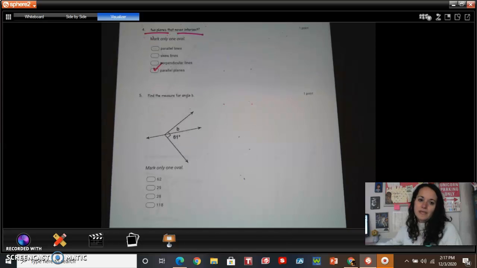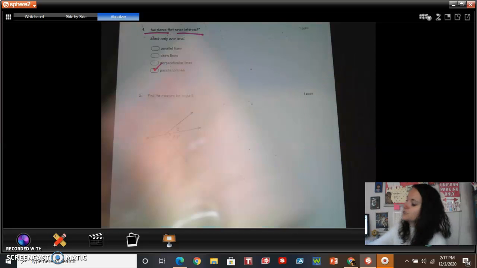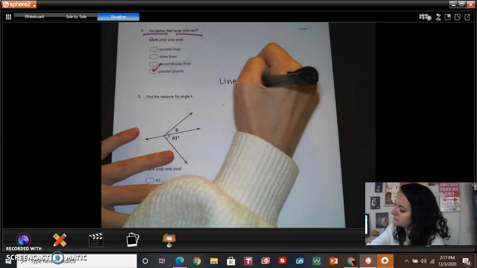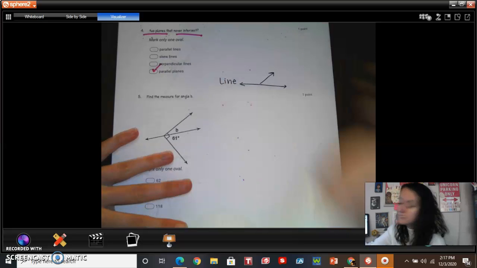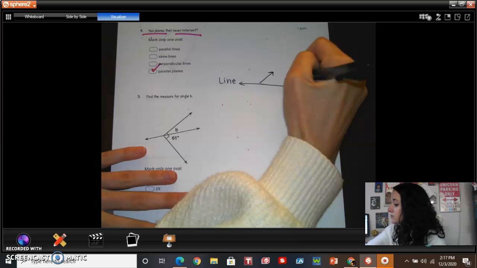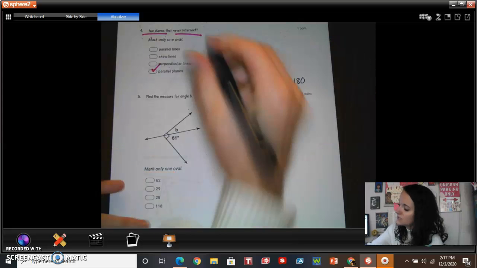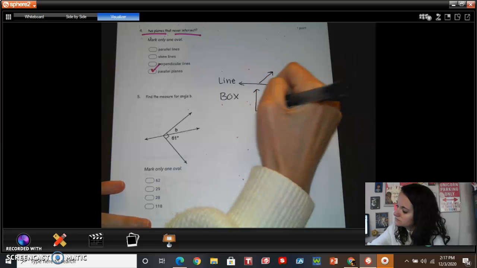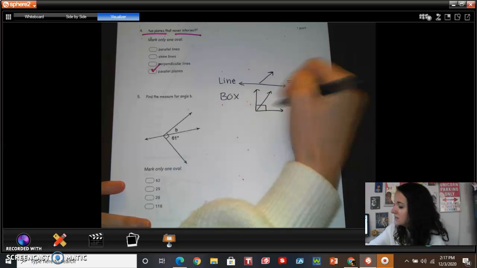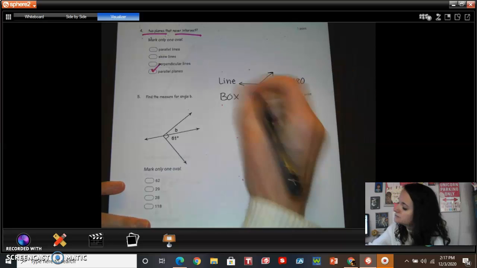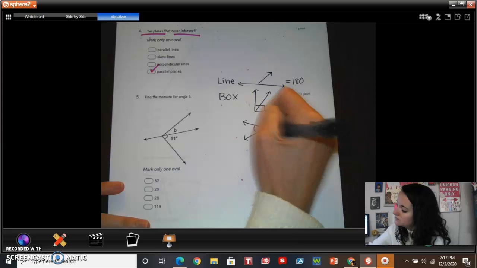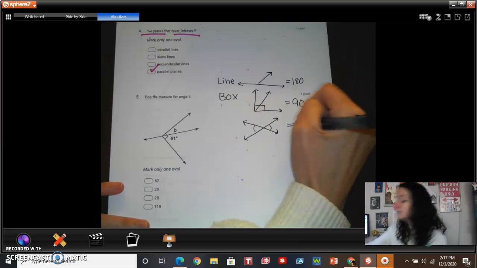Now, this next set of problems, we're dealing with boxes, lines, and bow ties. So remember, if we create a line, so they could look something like this, that means we're going to be equal to 180. If we create a box, that means we're going to be equal to 90. And if we create a bow tie, this means we're going to be equal.